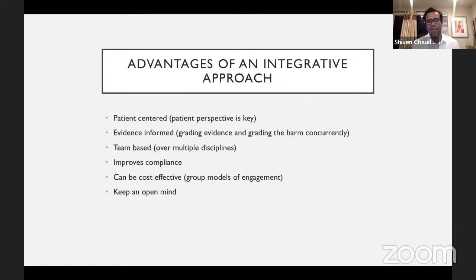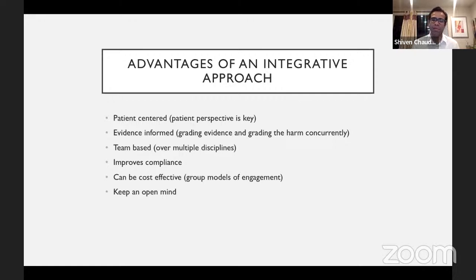It can be cost effective. If you look at the amount of financial burden that we're facing from hospitalizations, from things like heart attacks and strokes, it is really, really key to start prevention early on. And that's what we focus on in integrative medicine.